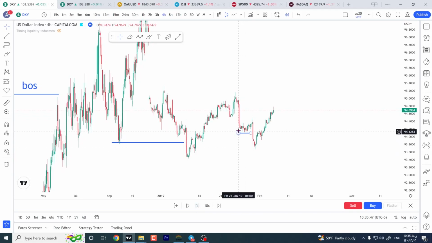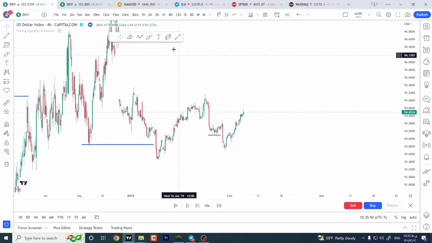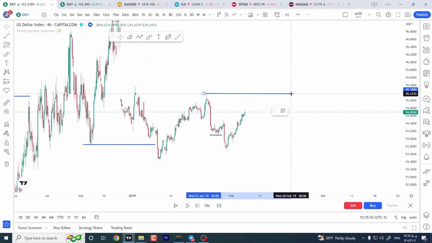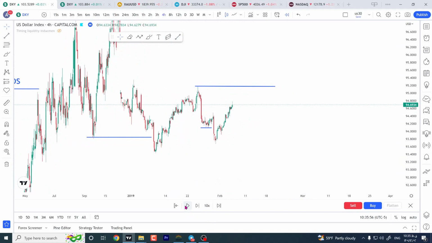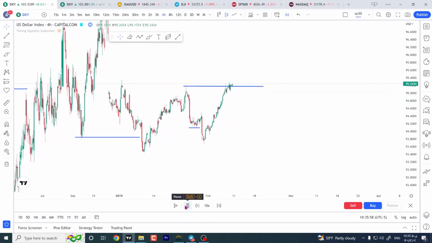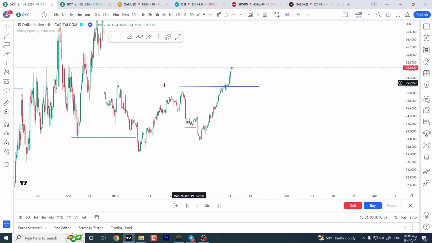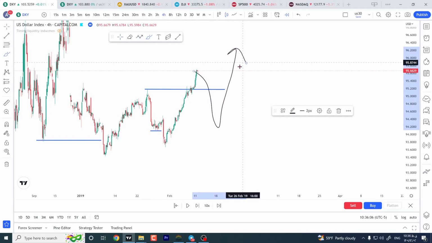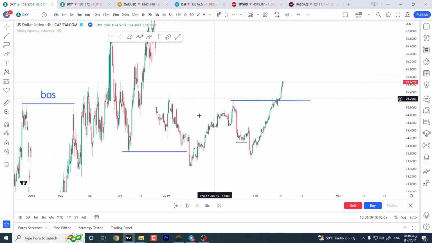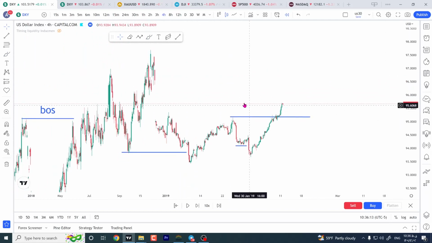Here the market broke here and here. Our protected high is here, so until that point we are trying to catch selling trades, and after that point gets broken, we can say that okay, the market will come down and goes up, but we have a break of structure here. So what we should do in these situations, it's simple.